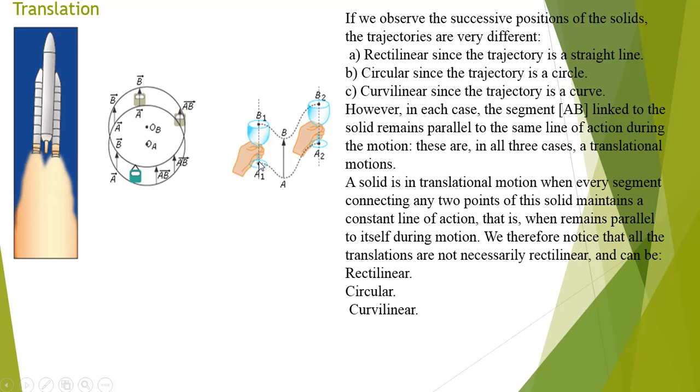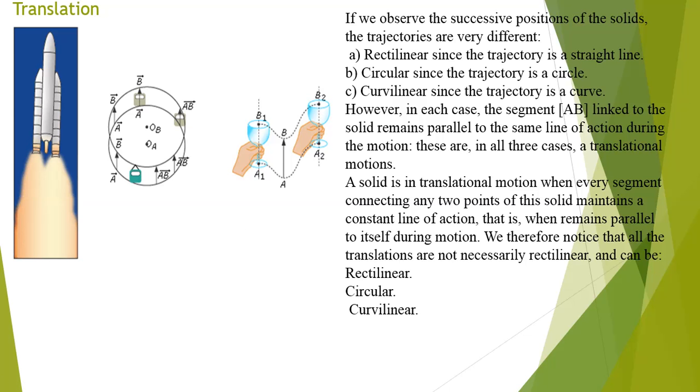The line of action of vector AB is parallel. For example, the line of action of vector AB in position 1, A1, B1, is parallel to the line of action of vector A2, B2. And in this figure, the line of action of vector AB is parallel to itself in all positions represented on the figure. So, in these three cases, a translational motion takes place.